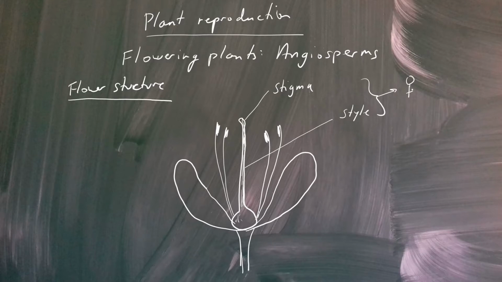And what we also have here is these here. That's the anther, and that's the male part. So those anthers, they produce pollen. And these are known as the petals, and usually they are quite colorful, to attract insects. And something that I did not mention here, down here there are also leaves. They are green and they are called sepals.